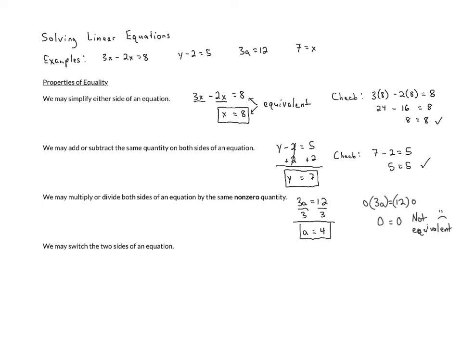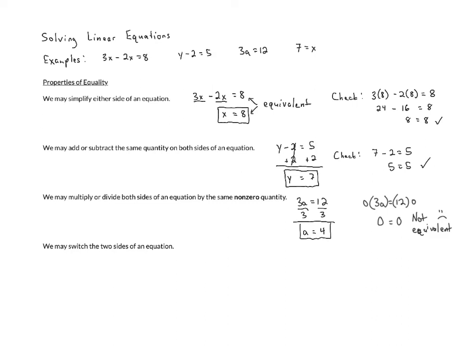We also can't divide both sides by 0 because we're not allowed to divide by 0 ever. That gives us something that's undefined. So be careful when you're using this property. You can only multiply or divide by something that's not 0.